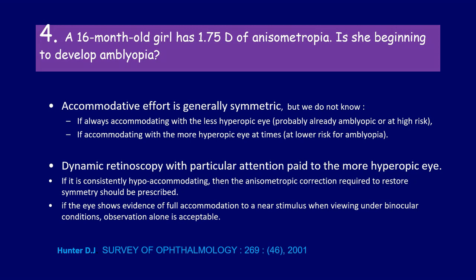On doing retinoscopy, with particular attention paid to the more hyperopic eye, if it is consistently hypoaccommodating, then an isometropic correction is required to restore symmetry and should be prescribed. While if the eye shows evidence of full accommodation to near stimulus when viewing under binocular conditions, observation alone is acceptable.